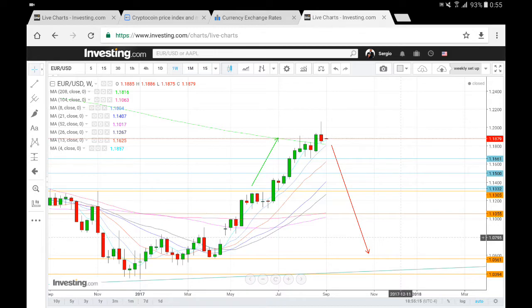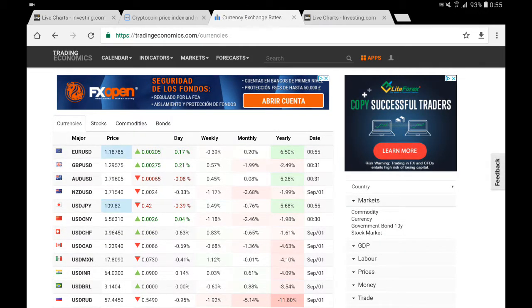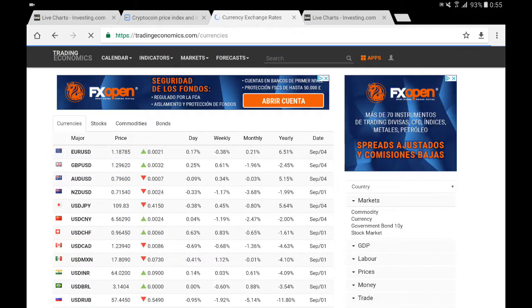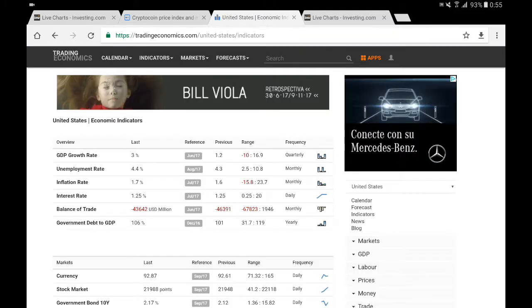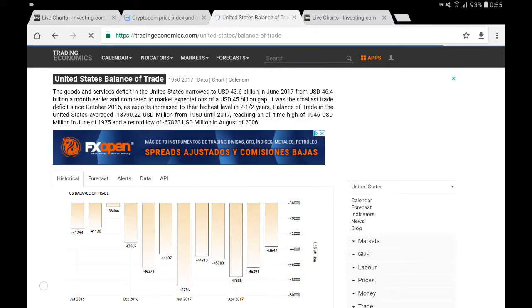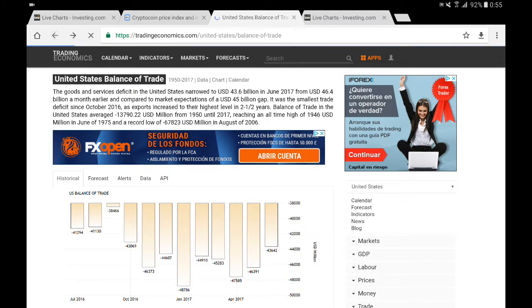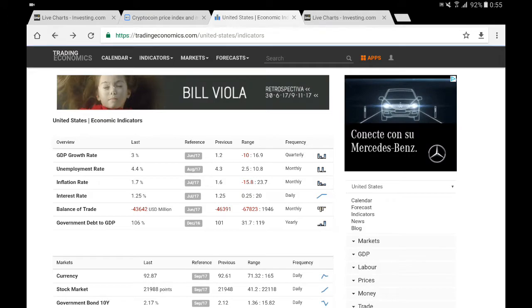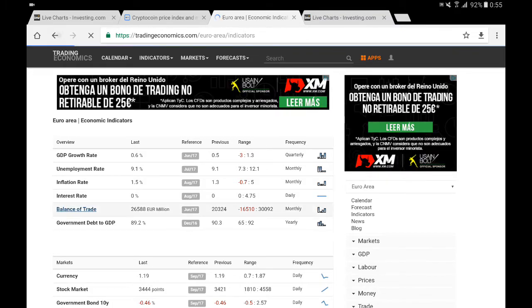Okay, and the fundamentals, what are they? When you're looking at the fundamentals, the US, let's do it here quickly. You're going to understand something. I'm going to give you some freebies over here. You see the balance of trade of the US, it's in deficit. Okay, and on the other hand, the balance of trade for the euro area, it's in a surplus.